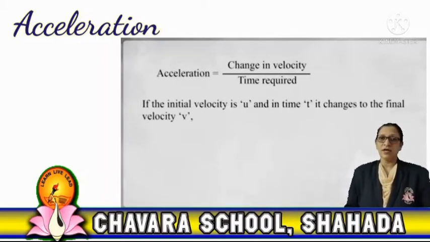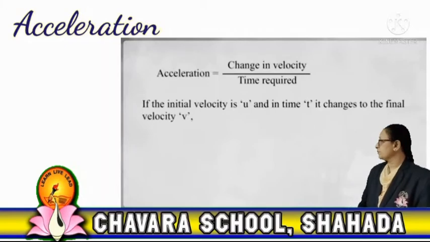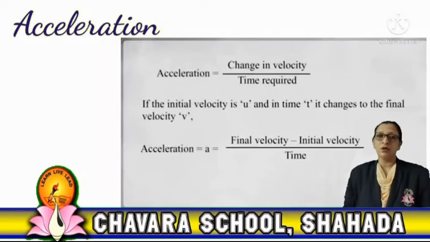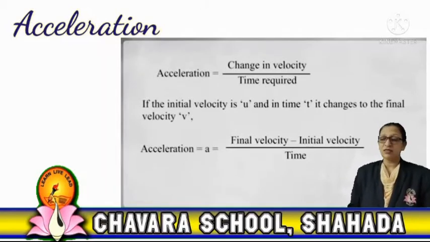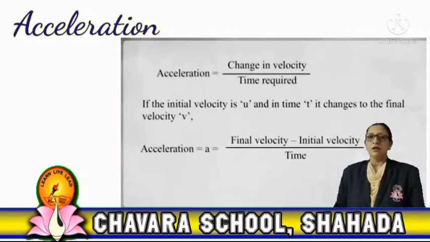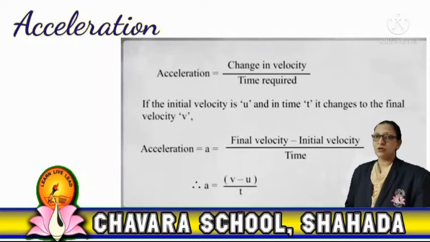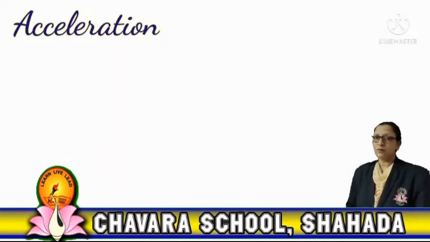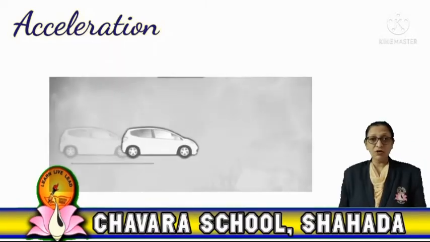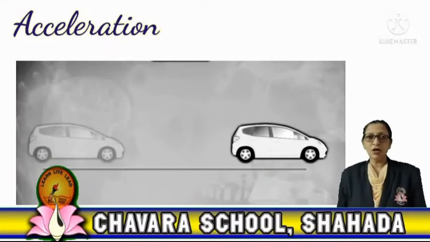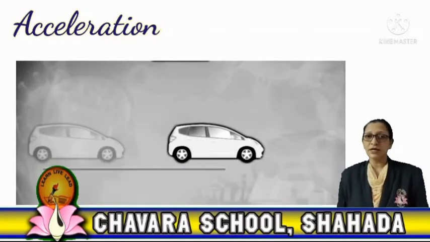It can be calculated with the formula final velocity minus initial velocity upon time. That is, a = (v − u)/t. SI unit of acceleration is meter per second square, while that of CGS unit is centimeter per second square. If the velocity changes by equal amounts in equal intervals of time, then it is called uniformly accelerated motion.